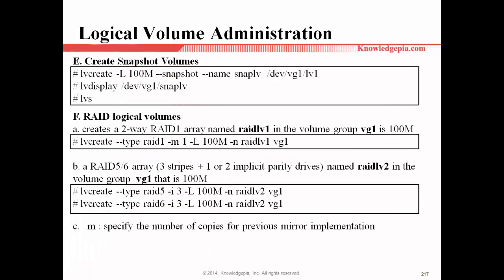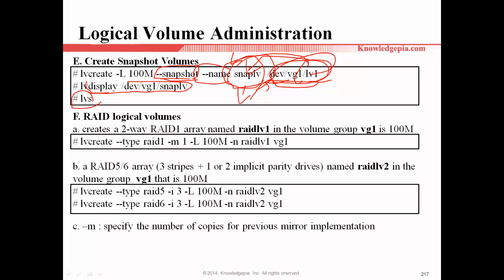Create a snapshot. When we create a snapshot, we need to give the exact option, snapshot or just -s, and the name. So the snapshot volume name will be snap LV, and the original logical volume is VG1/LV1. This volume will be created as a virtual image, snap LV. So snap LV will back up this logical volume at that point in time. And after that, you can see the information with lvs as well.